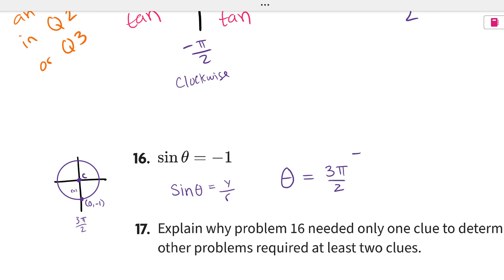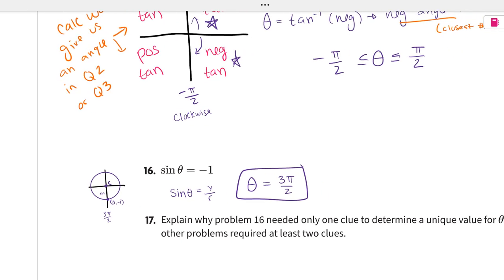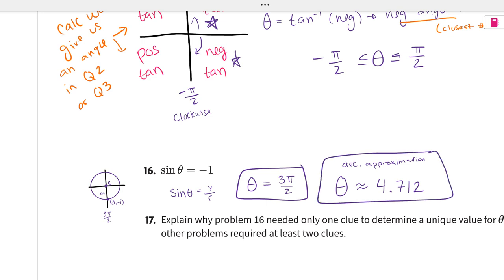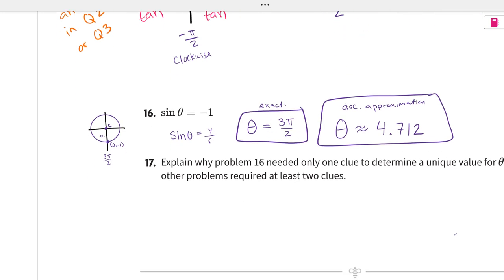3 pi over 2. If you do want to do the decimal approximation, because it says 3 decimal places, we can throw that in here. 7, 1, 2, 3. So I'm going to keep it at 2. So decimal approximation. But I'm always a fan of using exact values when you can.